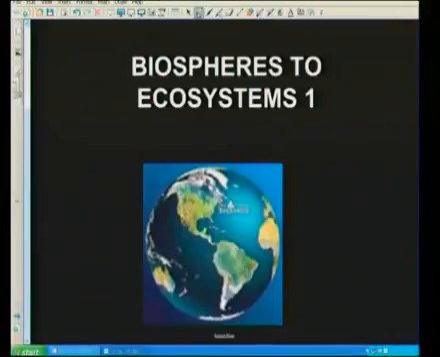Now, when you look at this picture on the screen, you will notice that it represents the whole of the planet Earth. We're first going to look at the biosphere, and then from here we're going to move on to the smaller ecosystems. So let's start by looking at the key concepts concerned with this biosphere.